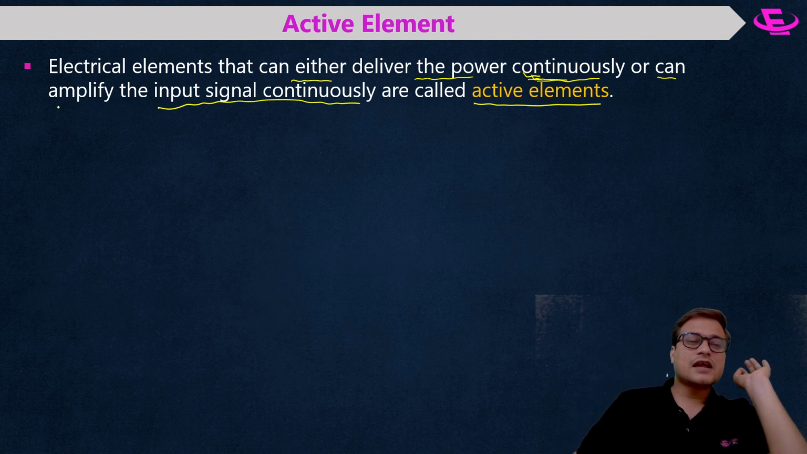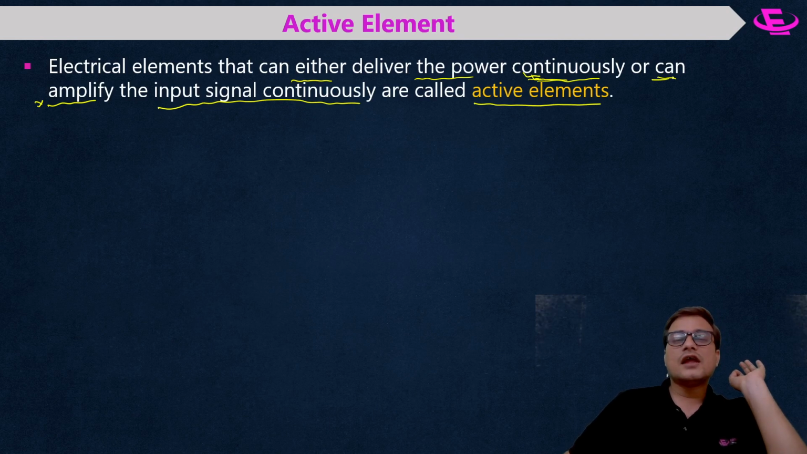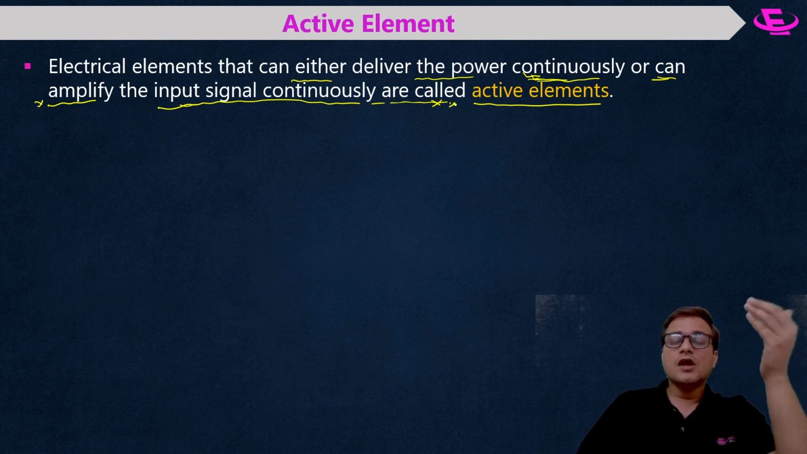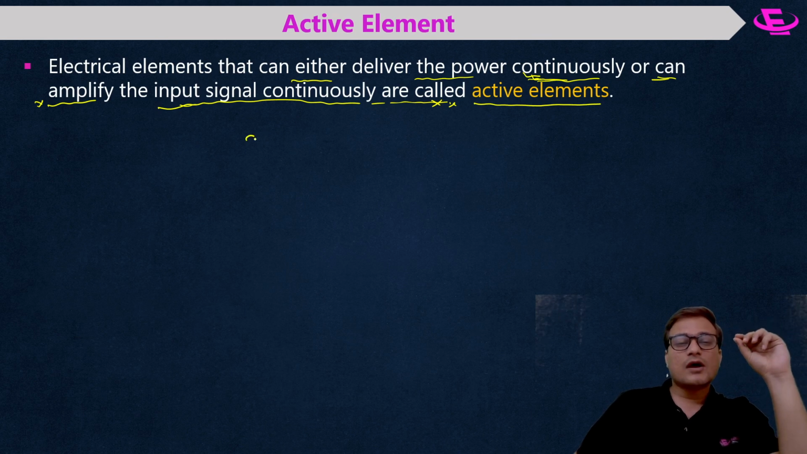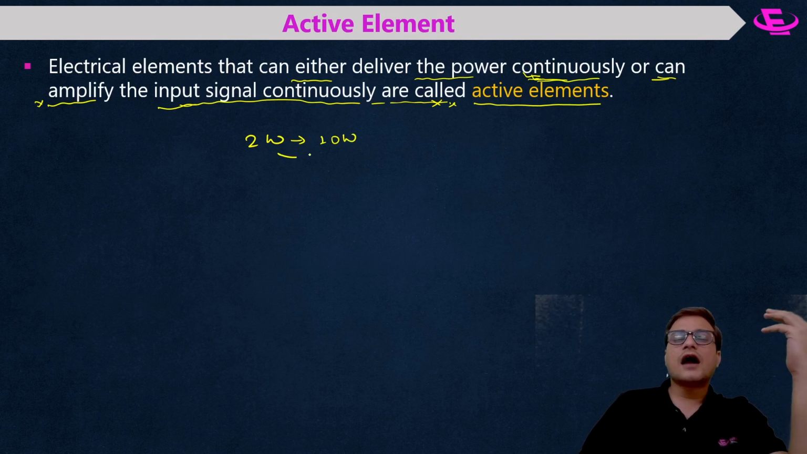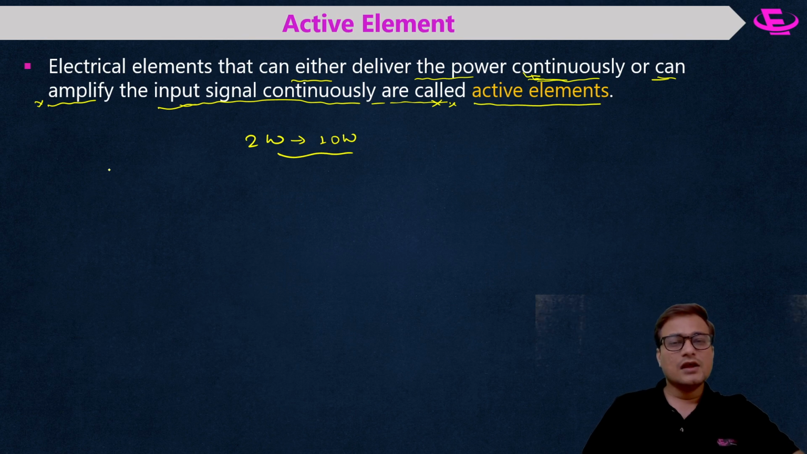Now what is the second part of this? This is very important: or can amplify the input signal continuously. Amplifying means what? Suppose you have 2 watt of power, and if I am able to amplify the power to 10 watt, then I am an active element. Clear?